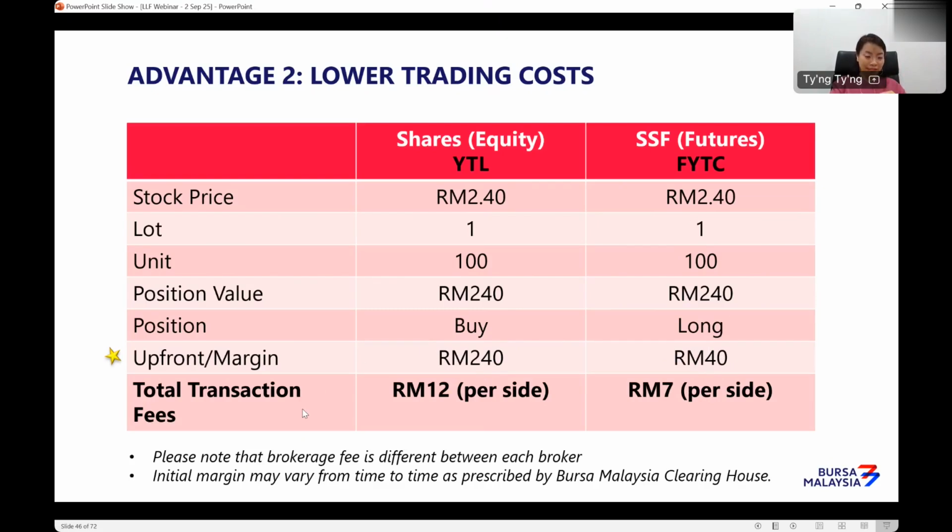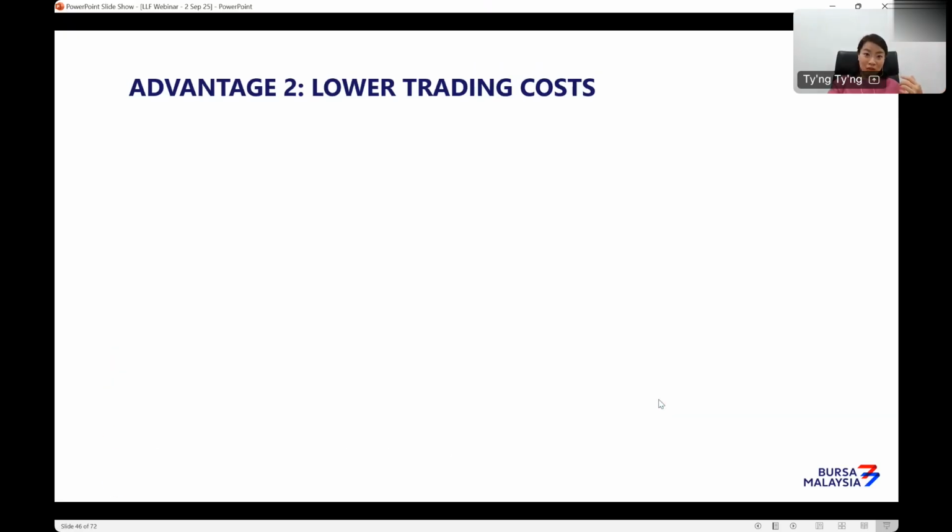In terms of transaction fees, shares are also higher because, for example, many brokers charge you a minimum cost. If you did not fulfill a certain number of shares, they have a certain minimum cost to charge you as well. So if you add it all up, it's about $12 per side, but for futures, it's about $7 per side.